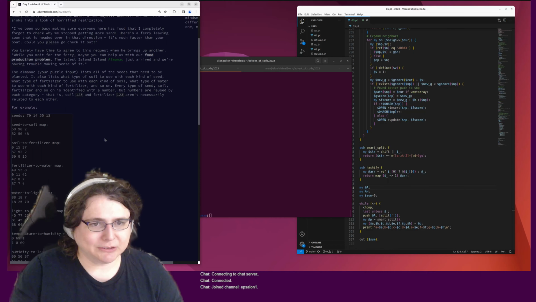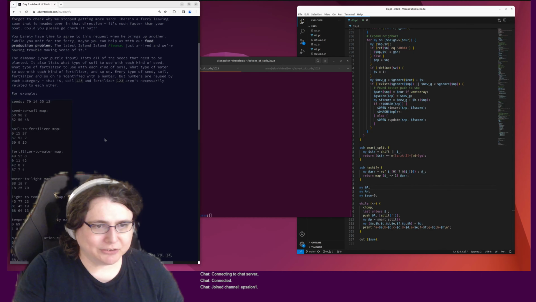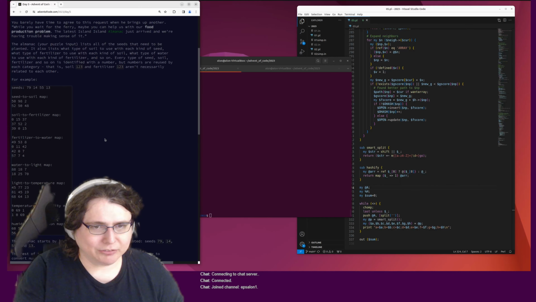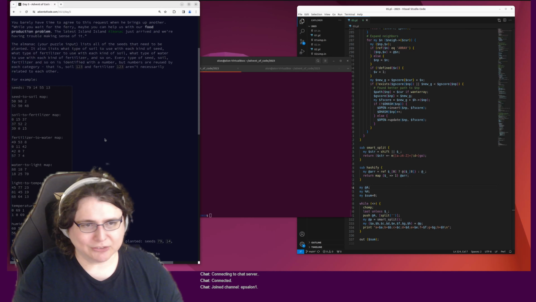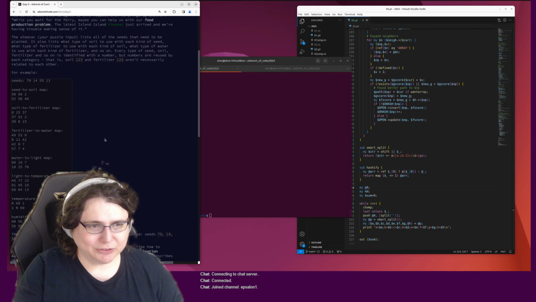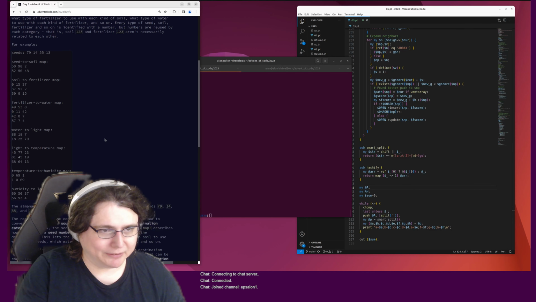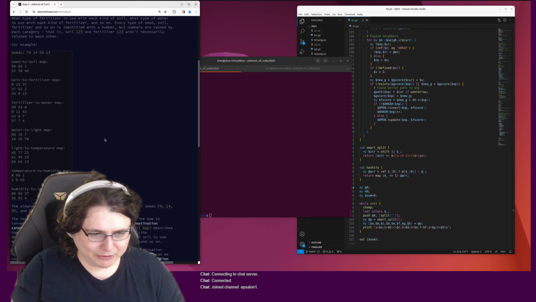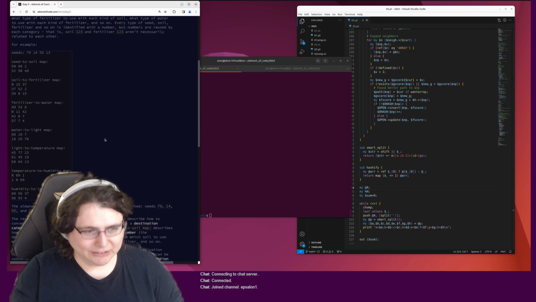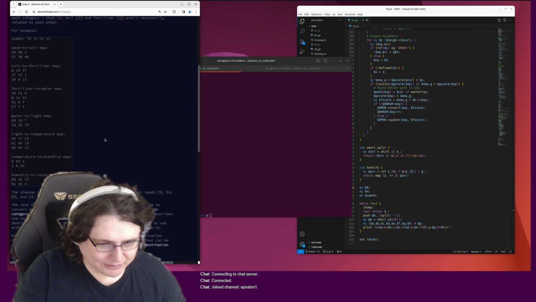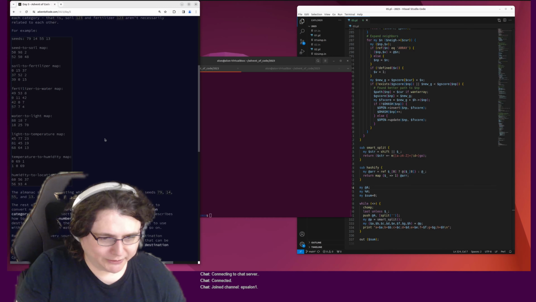The almanac says what type of soil to use for each kind of seed, what fertilizer to use for each kind of soil, and so on. For every type of seed, soil, fertilizer, and so on, numbers aren't reused. Okay, that one's listing which seeds need to be planted. Then the maps describe how to convert numbers from a source category into numbers from a destination category. That makes sense. So seed to soil: convert a seed number to a soil number.